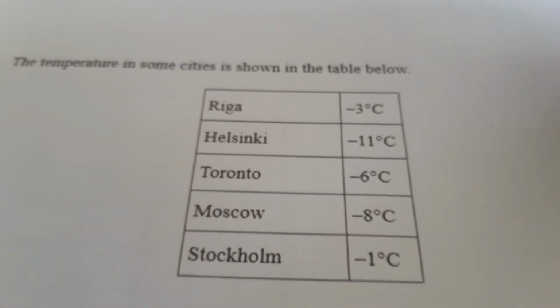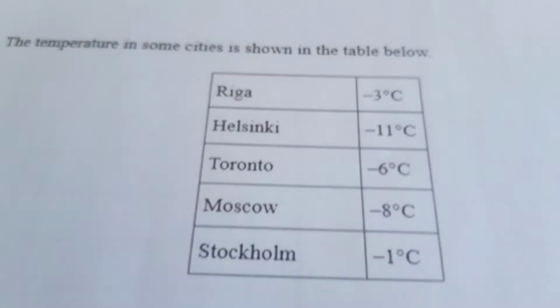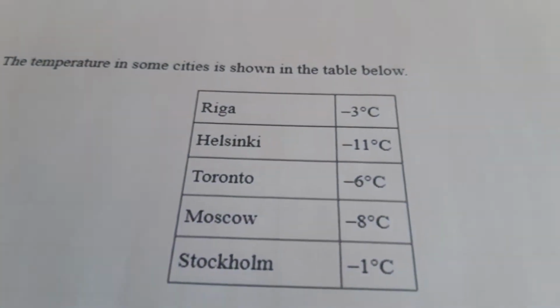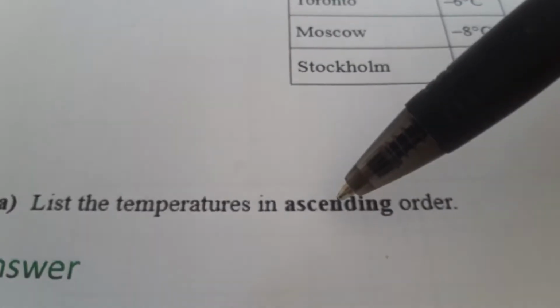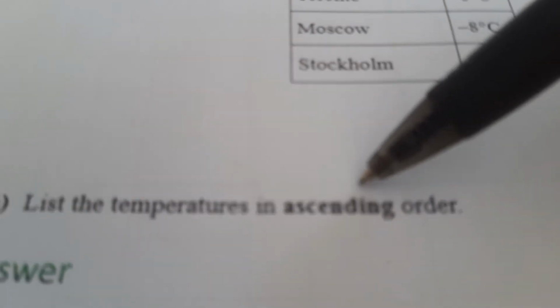Question 2. The temperature in some cities is shown in the table. So you've got all these different temperatures. List the temperatures in ascending order. It means start at the bottom and go up to the top.